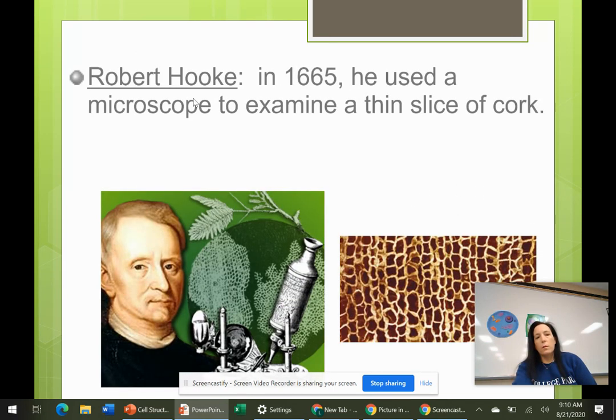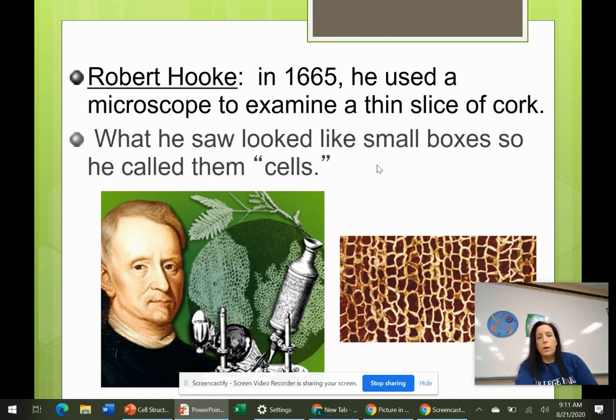And then we have Robert Hooke in 1665. He used a microscope to examine a thin slice of cork. So cork is a plant. And so when you look at plants under a microscope, they look like this. They look like squares or rectangles, and you're going to find out why, hopefully, during this lesson. What he saw looked like small boxes, so he called them cells, kind of like jail cells.